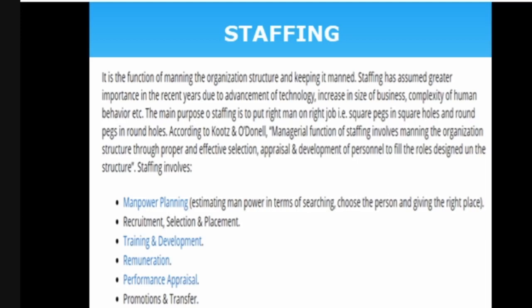Next is staffing. It is a function of manning the organization structure and keeping it manned. Staffing has assumed greater importance in recent years due to the advancement of technology, increase in size of business and complexity of human behavior. So the main purpose of staffing here is that you have to put the right person for the right job. As I said earlier, if you put a wrong person for that job, you will not get the work done, right?